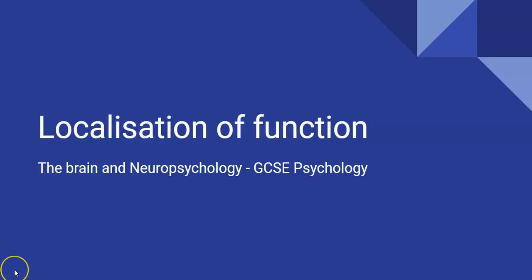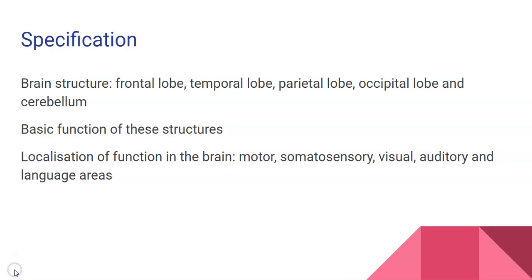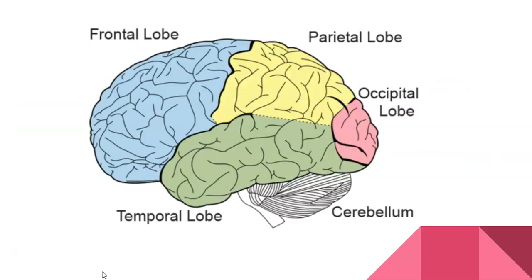This video is going to look at the localization of function. Now on your specification, you've got to know about the frontal, temporal, parietal, occipital lobes and the cerebellum and what each of these do. You've also got to know about the localization of function. So what are the motor, somatosensory, visual, auditory and language areas of the brain? So here's a quick overview of the brain.